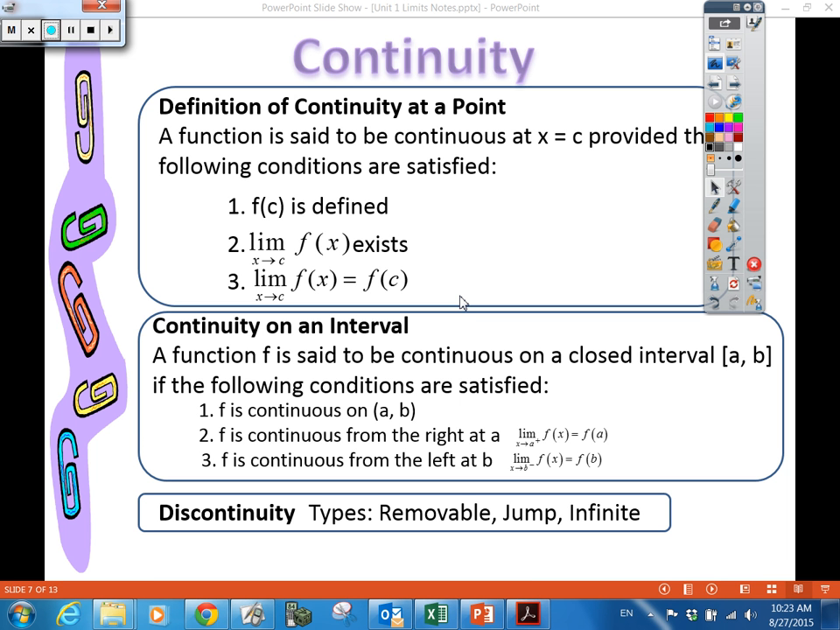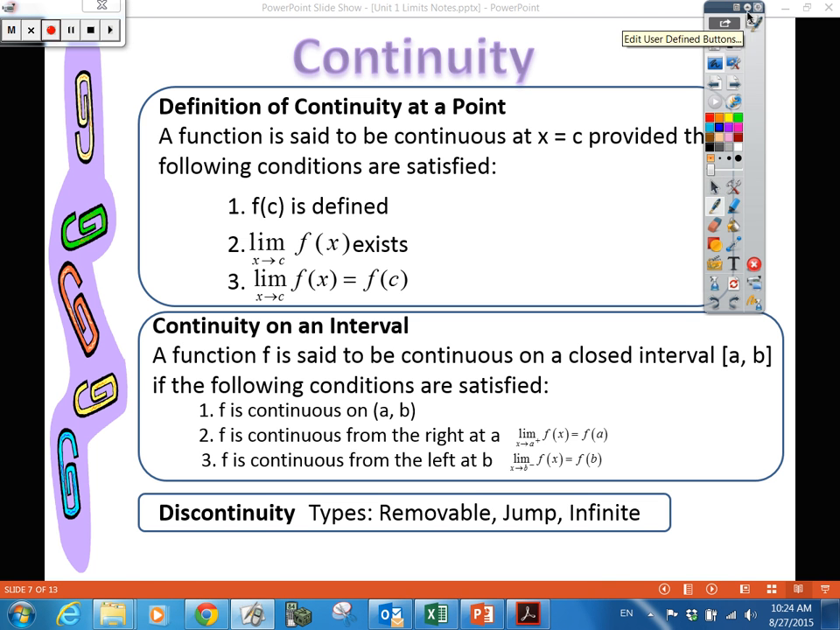Take a look at today's lesson. Today's lesson is on continuity. The definition of continuity is a pretty big deal.